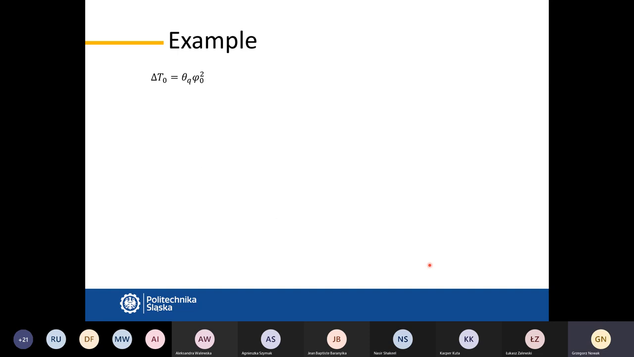So this is 81.5 K. Now we know that the delta T zero, so the maximum temperature difference, is theta Q times phi zero squared. So phi zero is half of pi, so 90 degrees. Which means that the maximum temperature difference is 200 K, 200 degrees between the liquid and the upper part, the hottest part of the pipe.